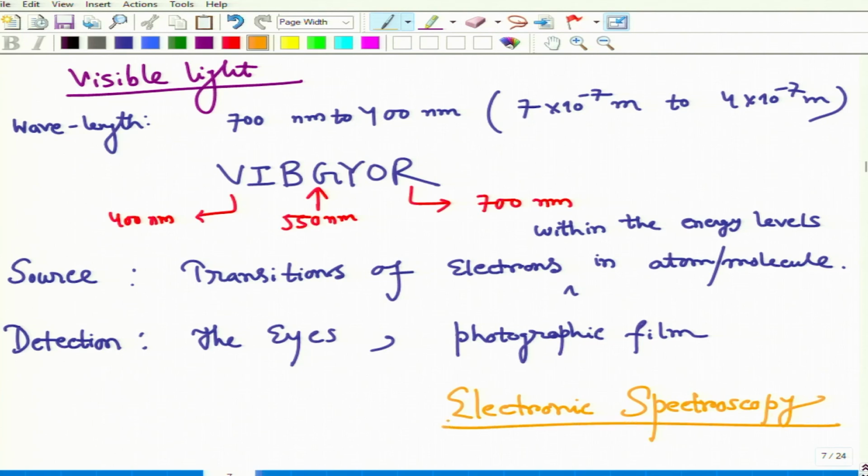Okay, so that's why we can see different colors in different materials. That's totally due to the wavelength or the frequency of that electromagnetic radiation, which essentially gives us the color, in one line. Okay, so let me stop here with this part, visible light.